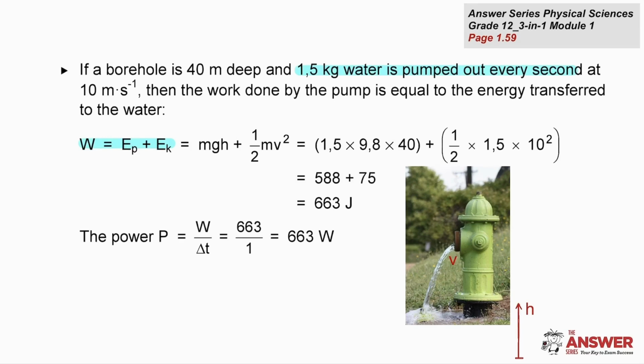The borehole is 40 meters deep, and the exit velocity is 10 meters per second. So the amount of energy transferred is 663 joules. Because this happens every second, the power is 663 watts.